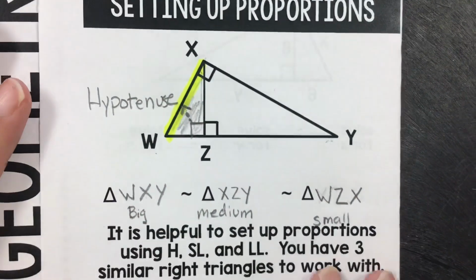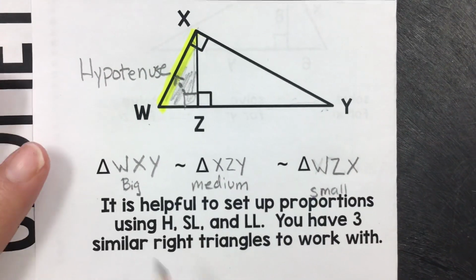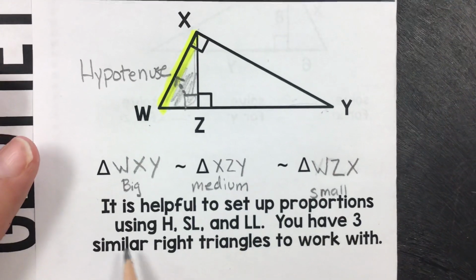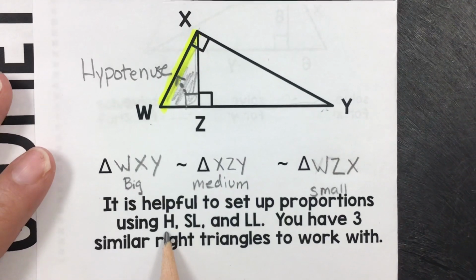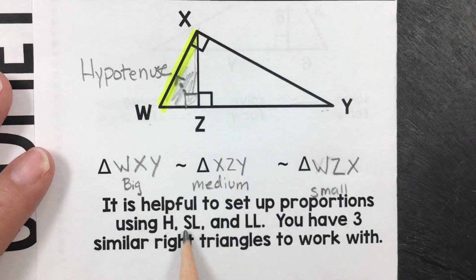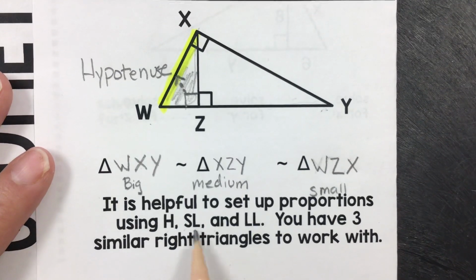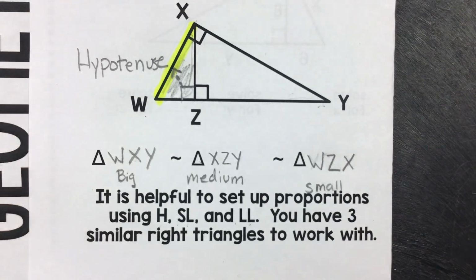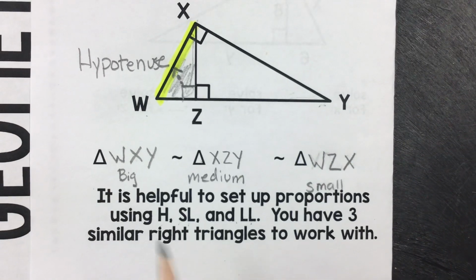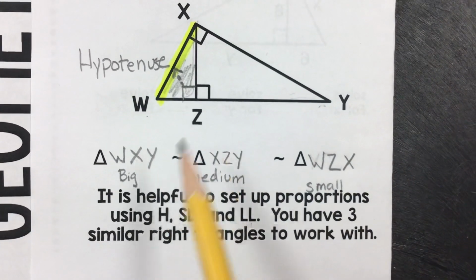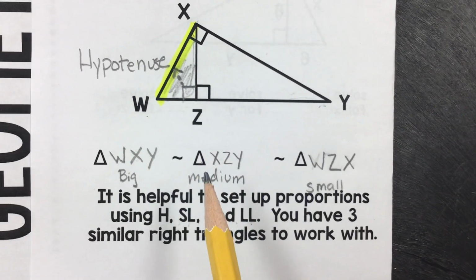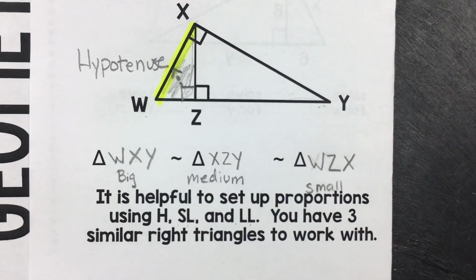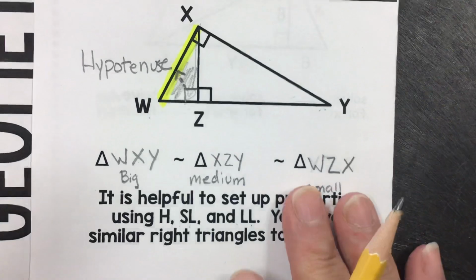Anyways, and then the sides are the ones that correspond. It is helpful to set up the proportion using the hypotenuse. That's where that H came from. And we call it the small leg and the long leg. You have three similar triangles to work with. So what this is saying is that even though I set it up a particular way, you could set up a different proportion for your homework.